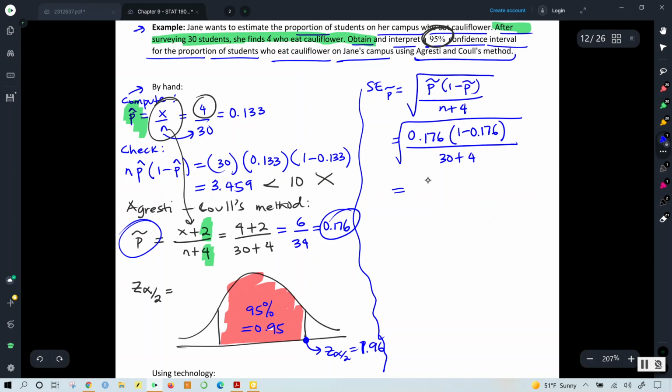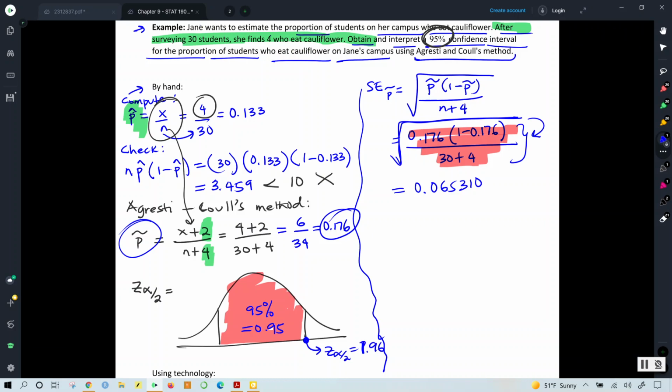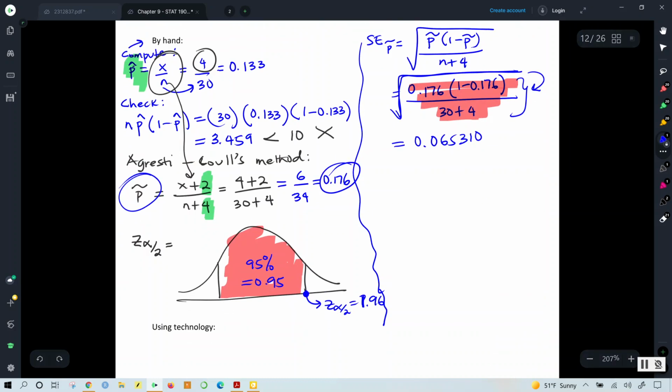And this will be approximately equal to 0.065310. Please, when you complete what you have under the square root, do not forget, finally, to take the square root of that answer. So with this set, I now have all the pieces I need.